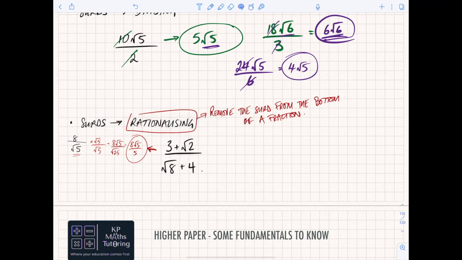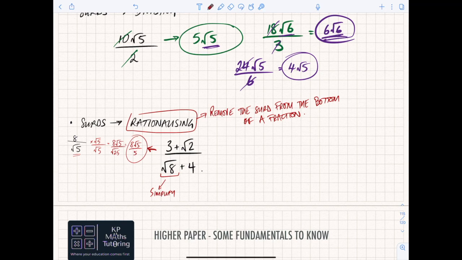So 3 plus root 2 over root 8 plus 4. First thing I should be thinking here is that root 8 can be simplified. You could either simplify it now or you can simplify it at the end. I'm actually going to leave it to the end, so I can explain this process to you now. The difference between this question and the last is that this just had a root 5 at the bottom, whereas this has got a surd and a number.